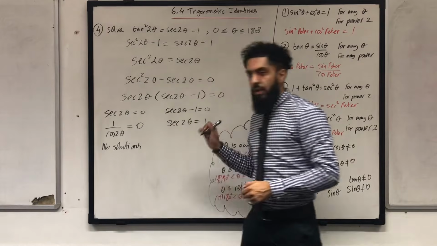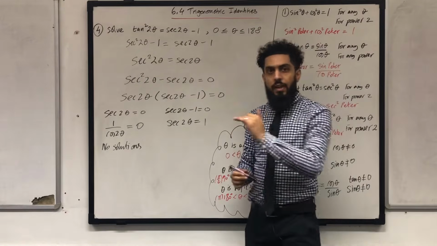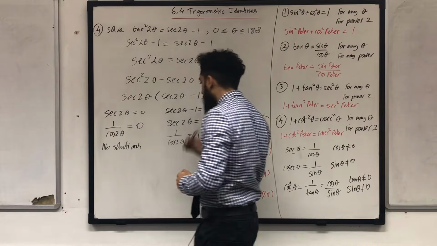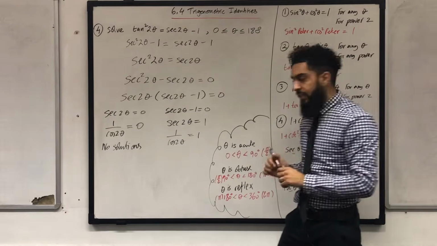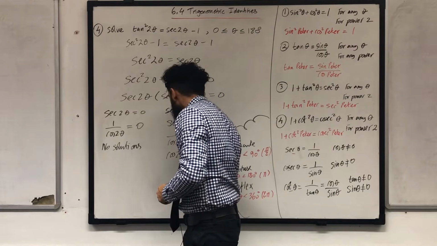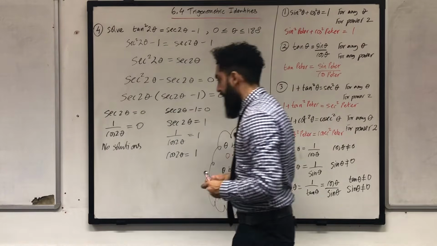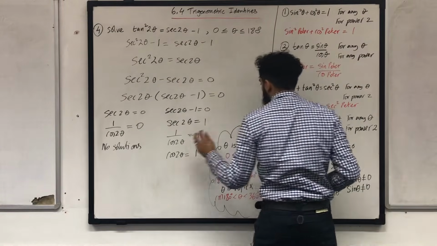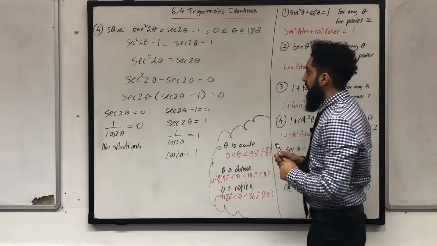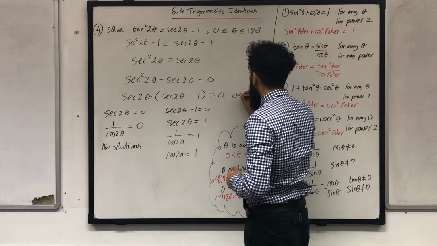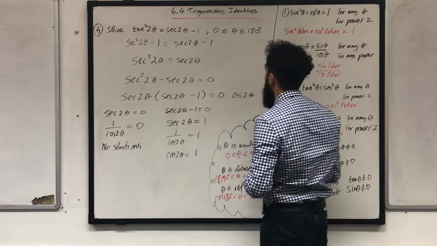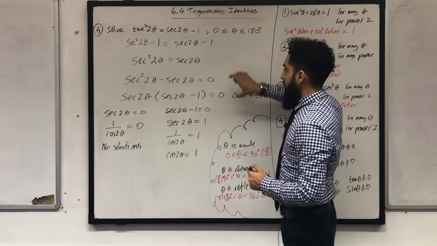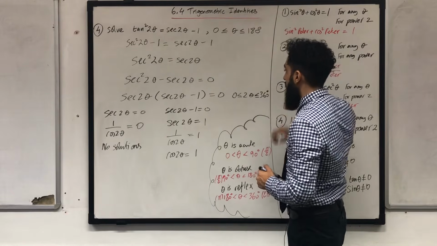Let's move on to this equation over here. Sec 2 theta is 1 over cos 2 theta. Okay, that's equal to 1. If I take the reciprocal of both sides, I get cos 2 theta equal to 1. Now, I've got the angle 2 theta, so what I need to do is double the range. So if I double the range, I get 0 is less than or equal to 2 theta, which is less than or equal to 360 degrees. So 0 times 2 is 0, 180 degrees times 2 is 360 degrees.